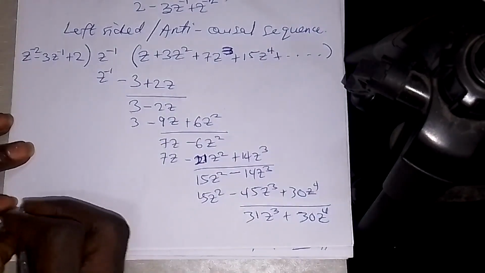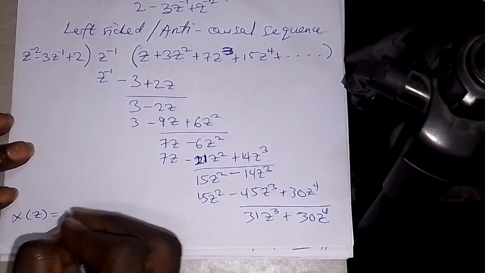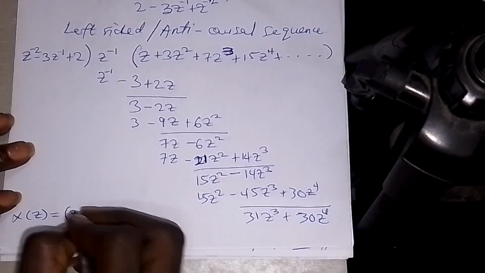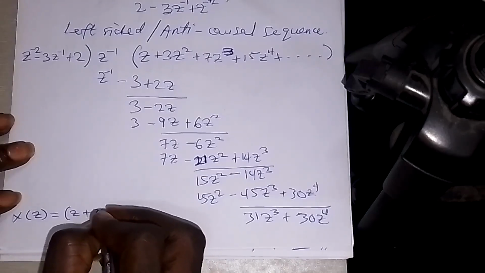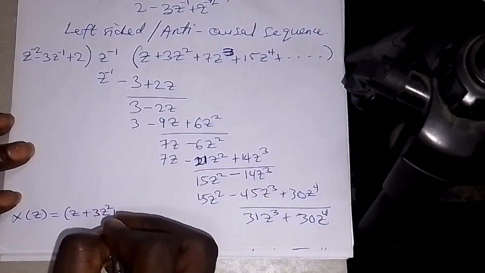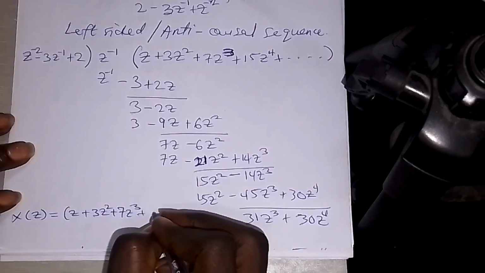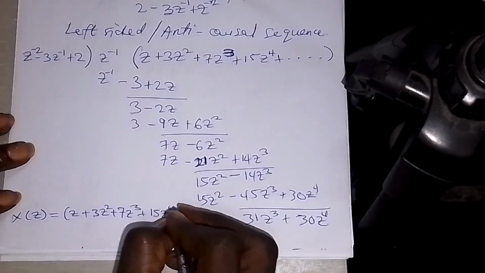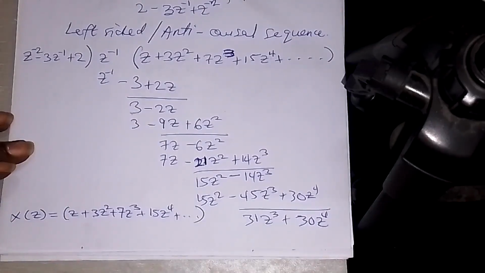So now we can see that X of z is actually equal to z plus 3z squared plus 7z cube plus 15z exponent 4, plus up to infinity.